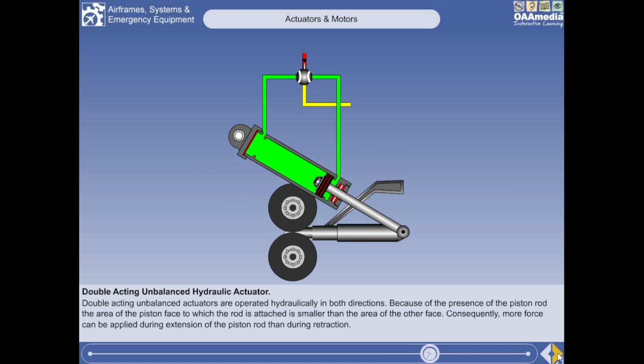Normally, the operation which offers the greater resistance is carried out in the direction in which the piston rod extends. For example, in the case of landing gear, the rod will extend to raise the gear and retract to lower it.